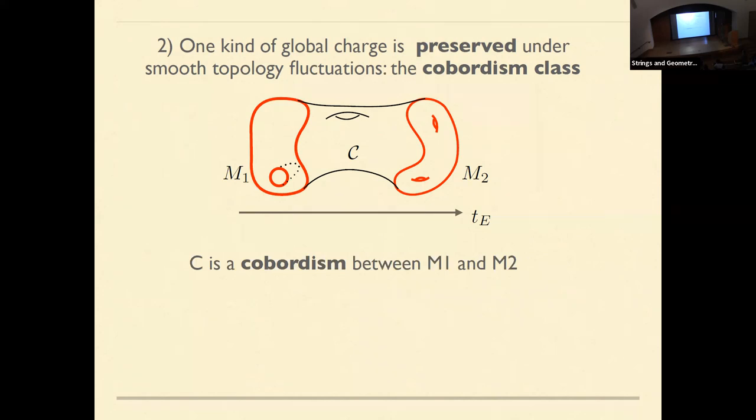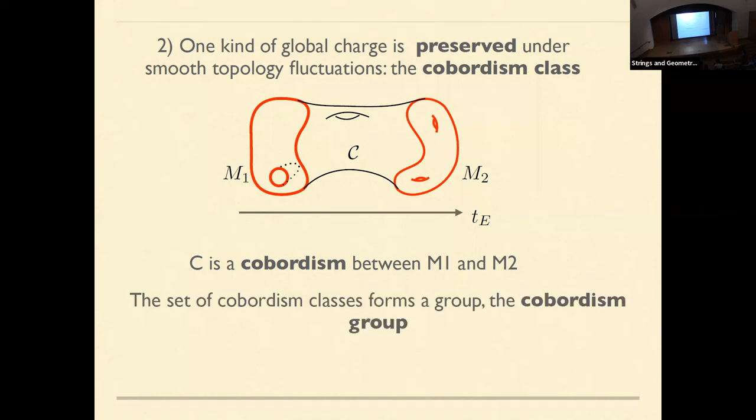So what that means is that any conserved charge that I want to get out of non-trivial topology has to be a charge which is invariant under this kind of topological fluctuation. And this kind of picture, which mathematicians have studied, is called a cobordism. Basically, a cobordism between M1 and M2 is a manifold C such that M1 with M2 together form the boundary of C. So any topological charge you want to create like this has to be invariant under cobordisms. That's what it means to be invariant under topology change transitions.